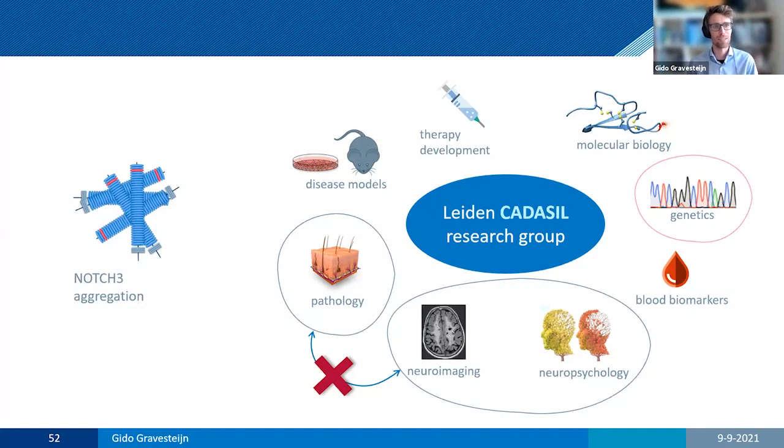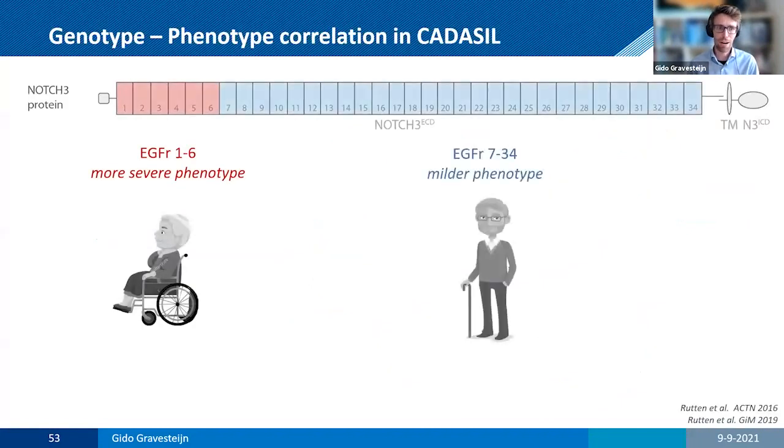And that's what I'd like to tell you today. Regarding this genetics finding, in our group the first genotype-phenotype correlation was found in CADASIL. It basically says that NOTCH3 mutations located in the first EGFR domains of the NOTCH3 gene predispose to a much more severe phenotype, basically the classical phenotype of CADASIL, rather than if a mutation is located in EGFR domains 7 to 34. Then on average, it predisposes to a much milder phenotype.